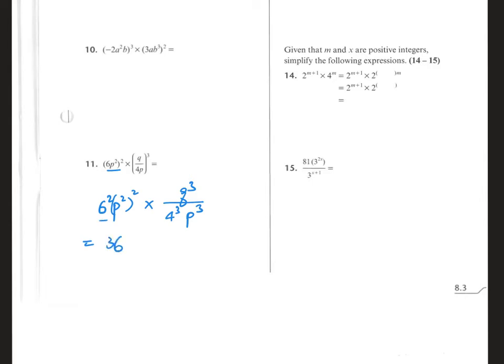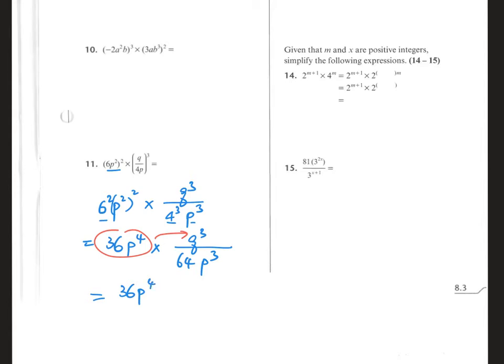6 square is 36, p square square, p to the power 4. Next you have q cube, 4 cube is 64, p cube is p cube. If you're good enough to cancel the terms, p to the power 4 and p cube can be cancelled, 36 and 64 can be cancelled, then you can do it this way. But I know some of you are very careless in doing cancellation, so I suggest you multiply the whole term on top first to make a big fraction, which helps you to do cancellation easily.